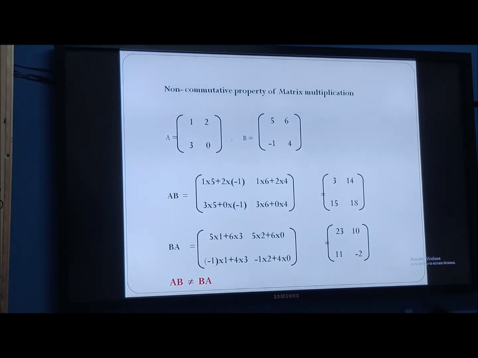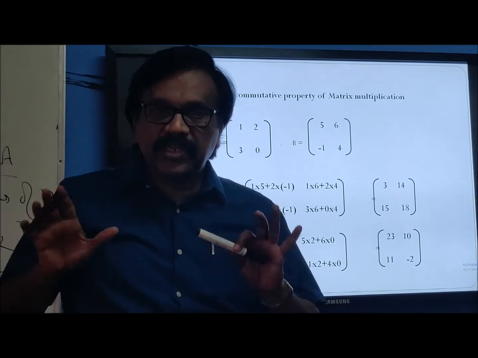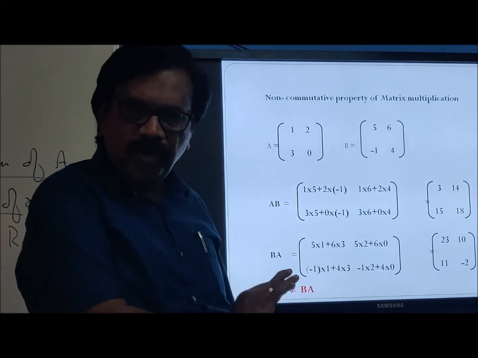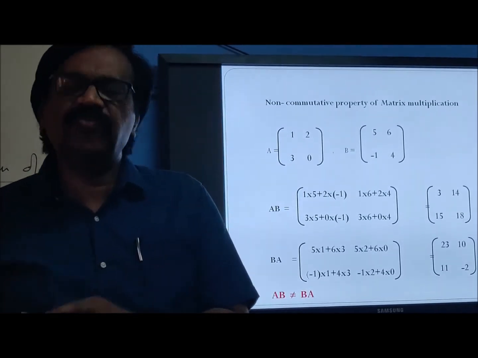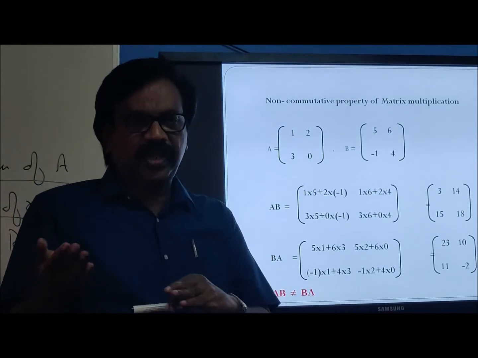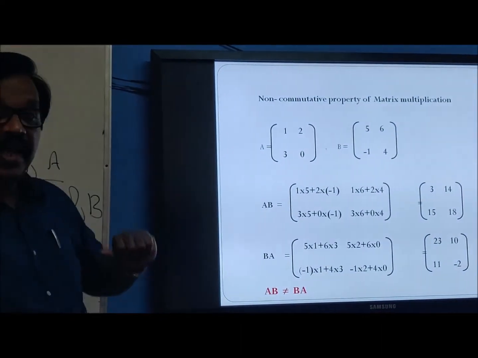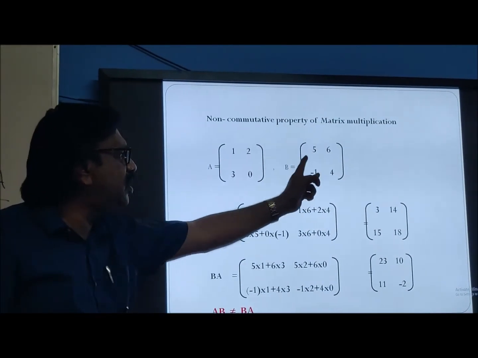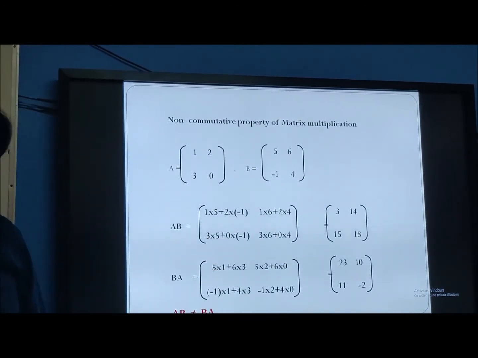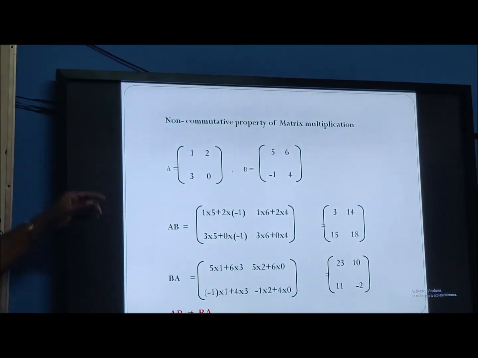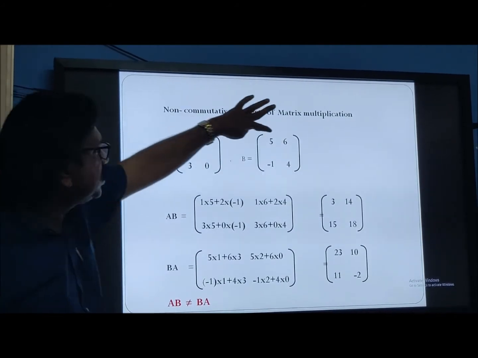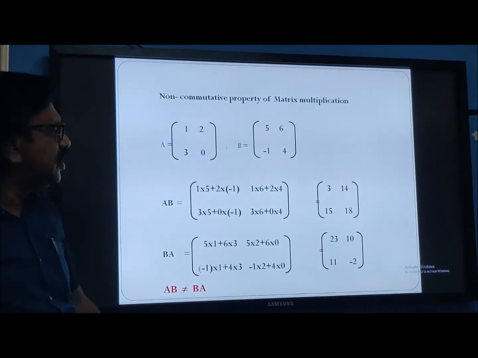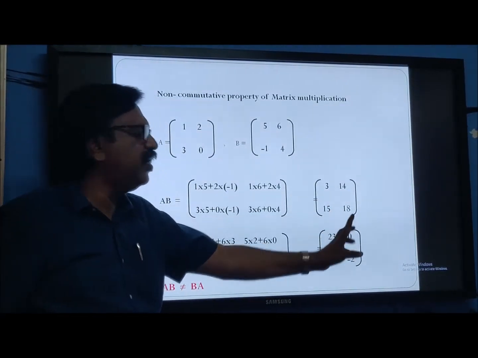We know that multiplication of two numbers is commutative. For example, 4 into 3, 12, 3 into 4, 12, 5 into 4, 20, 4 into 5, 20. But the interesting thing is how it happens in matrices. Here we are taking A as the matrix 1, 2, 3, 0 and B as 5, 6, minus 1, 4. We are calculating AB. The method we know: first row, first column, first row, second column, second row, first column, second row, second column. We calculated like this. The AB is 3, 14, 15, 18.